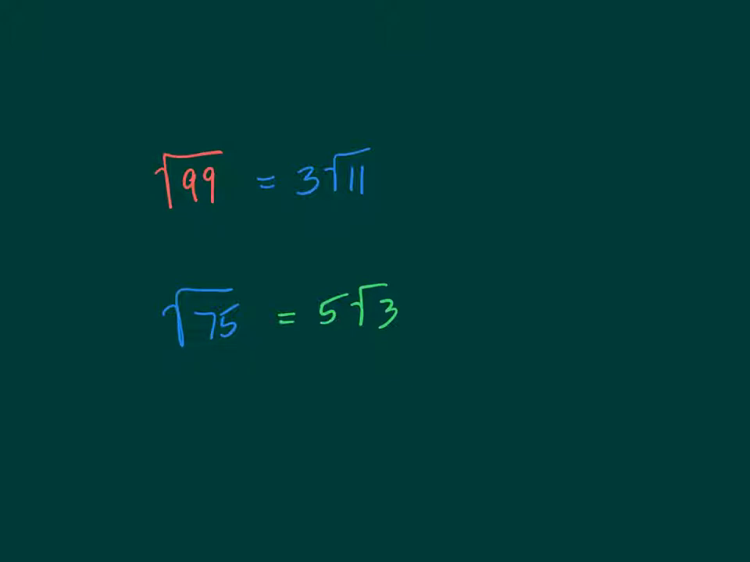Oh, just one more question I wanted to add. This is kind of like a challenge. I'm curious if you think that these numbers, 3 times root 11 and 5 times root 3, are irrational or rational? It's a really important question.